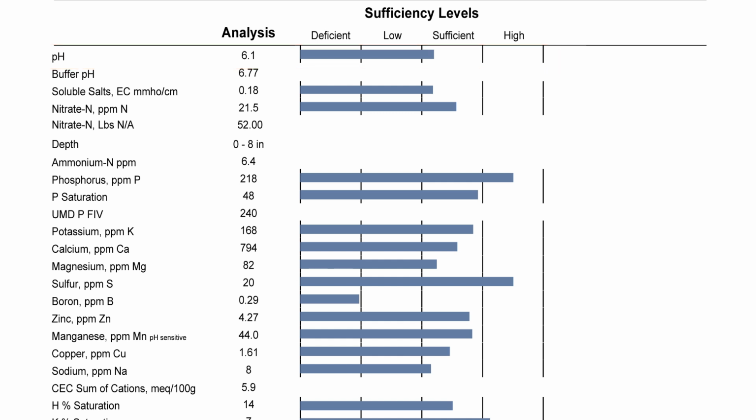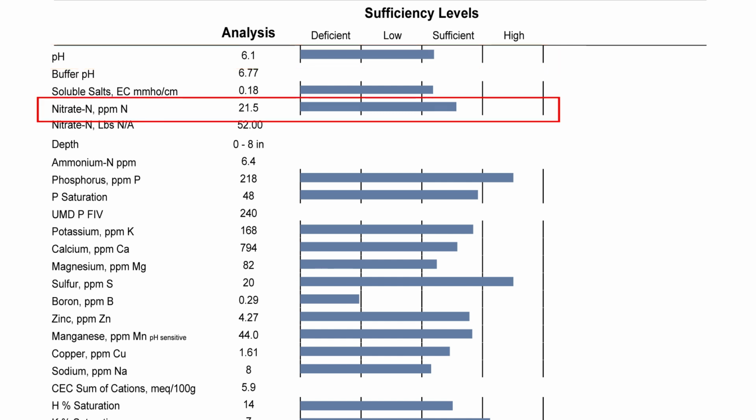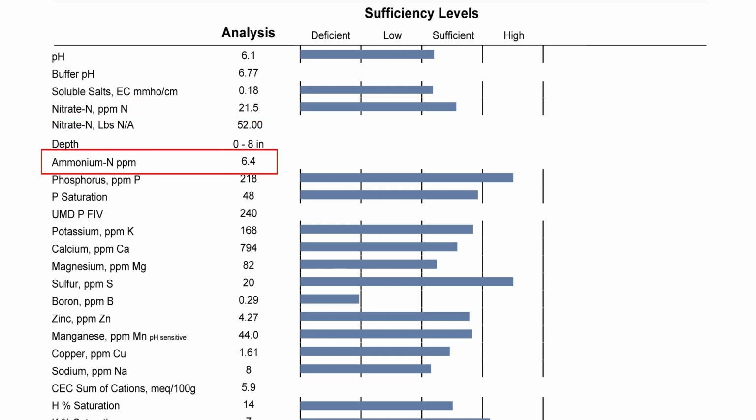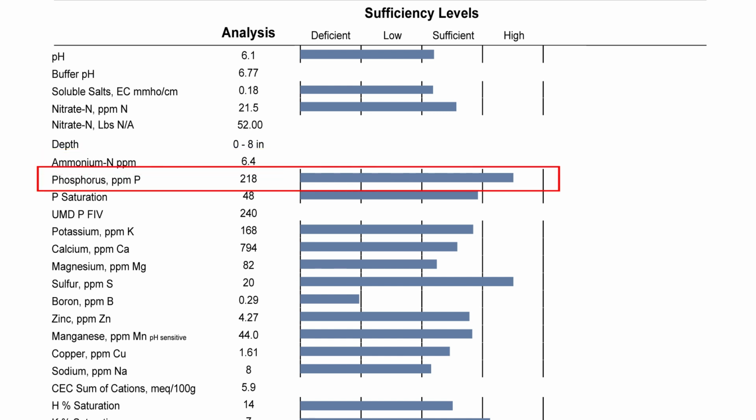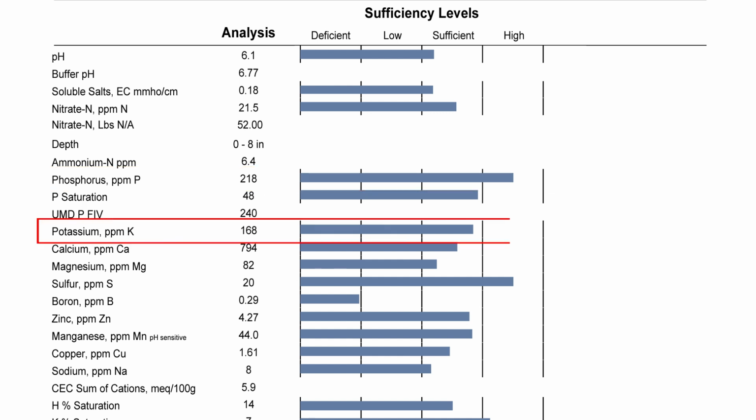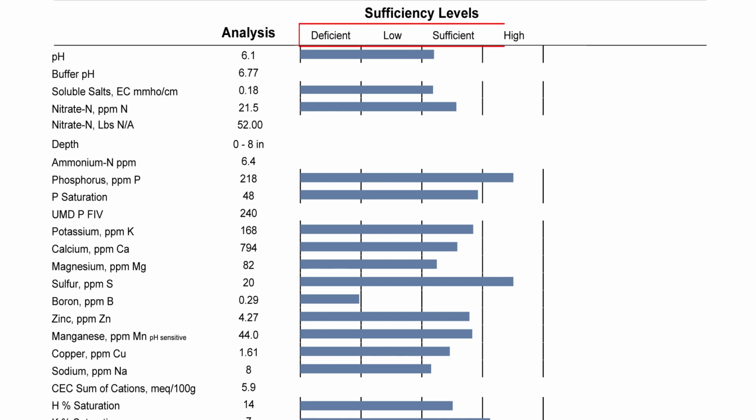Then we can go and look at our N, P, and K. For our nitrate levels, we are at 21.5 parts per million. Our ammonium, which is our immobile nitrogen source, is 6.4 parts per million. We have a phosphorus level at 218 parts per million, and a potassium level at 168 parts per million. When you look at these levels, your lab's going to give you a deficient, low, sufficient, or high range typically for those. And we are sufficient or high in all of these N, P, and K nutrients.